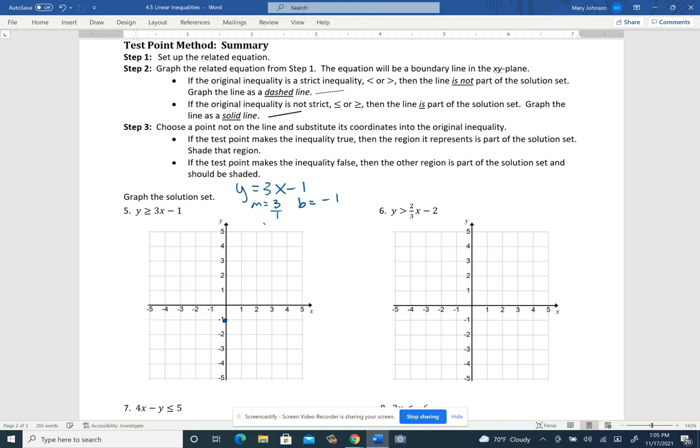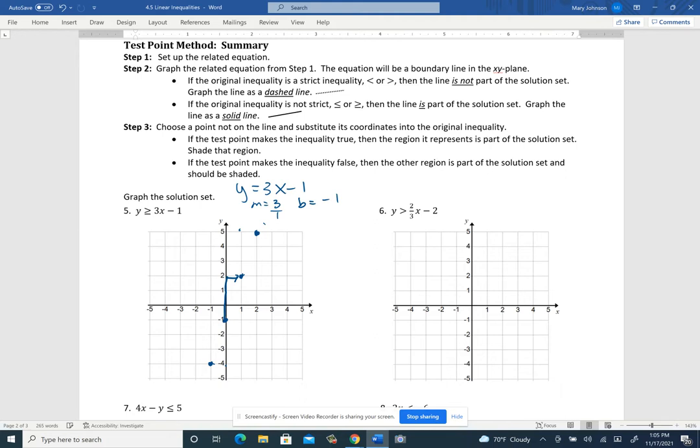So you can begin at -1, and since 3 is positive, I'm going to go up 3 units and to the right 1. I like to do that a couple times. I'm going to go down 3 and to the left to get a good collection of points.